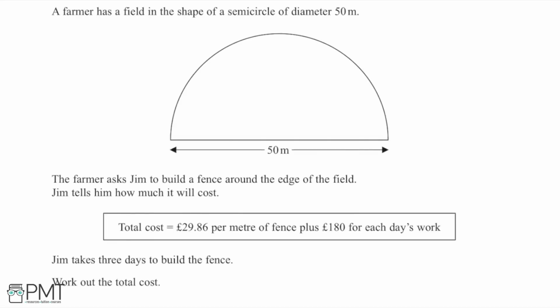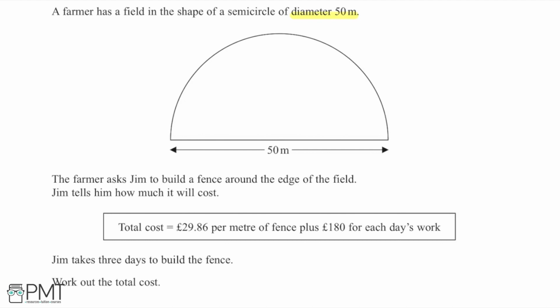So here we're told that a farmer has a field in the shape of a semicircle of diameter 50 metres. And then we can see the semicircle here, so the diameter is this 50 metres. And we're told that the farmer asks Jim to build a fence around the edge of the field. So this is going to be a fence around the perimeter of this shape. And Jim tells us how much it will cost.